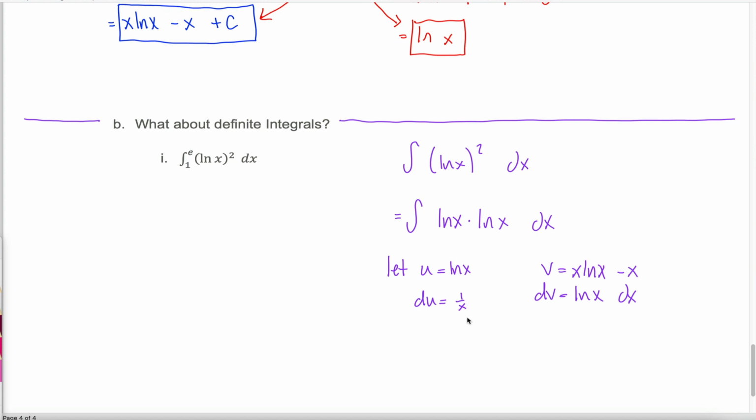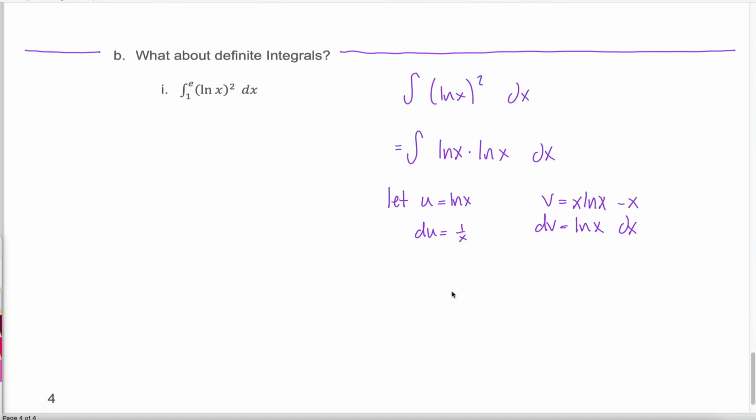I now have my 4 pieces, so I can use my integration by parts formula. My integration by parts formula tells me that the integral of u dv is equal to u times v, so natural log of x times x natural log of x minus x, minus the integral of v du, so 1 over x times x natural log of x minus x dx, which I forgot to write right here.